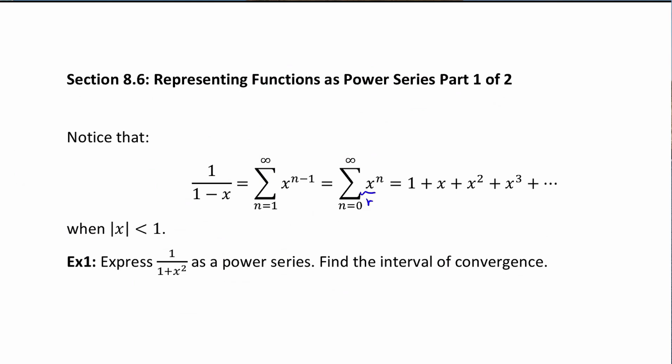So example 1, we have to express 1 over 1 plus x squared as a power series, and we have to find the interval of convergence. So the very first thing I'm going to do is notice that if I have 1 over 1 plus x squared, I can rewrite this as 1 over 1 minus negative x squared. Now, by doing so, I know that this will be my r. This is what we usually write as r. Let me just make a little note here.